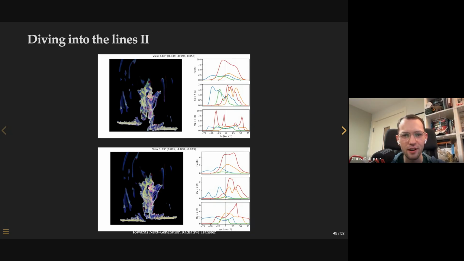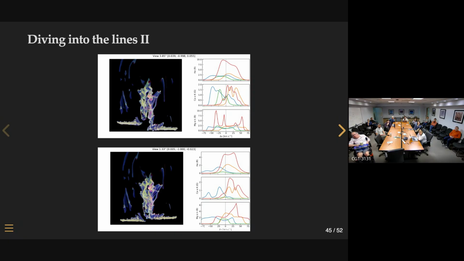And I admit they are hard to see. I might be able to zoom in. Nope. But yes, so the orange point is here, the red point is here, the blue point is here, and the green point is here. Oh, I see. Okay, thank you.